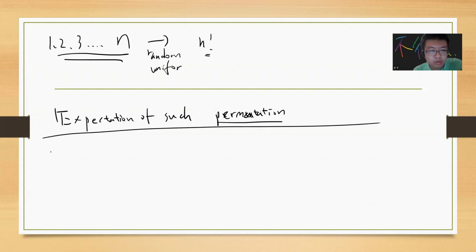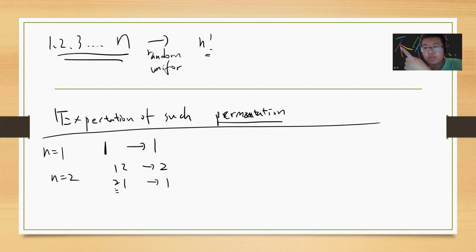Let's solve a small case first. For n equals 1, it is just 1. For n equals 2, you get 1, 2 and 2, 1. For 1, 2 you need to replace twice. For 2, 1 you need to replace once, because you just pick 2 first and then don't do anything. For n equals 3, you get 1, 2, 3; 1, 3, 2; 2, 3, 1; 2, 1, 3; 3, 1, 2; 3, 2, 1.